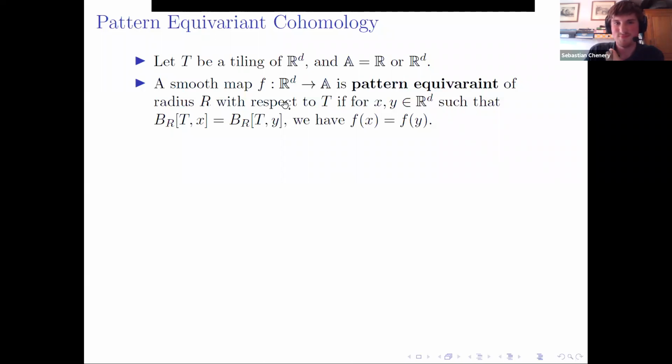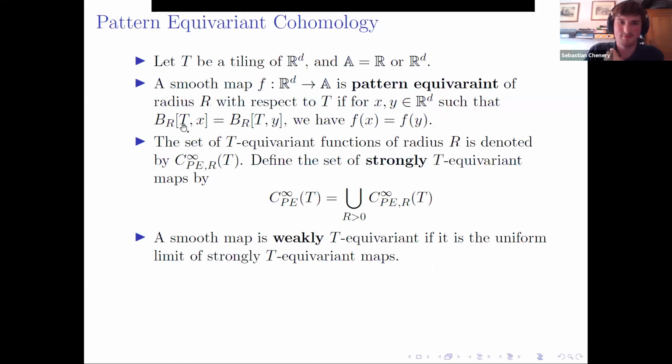So a function from R^d to R or R^d is pattern equivariant if wherever two patches of tiles agree, then my function agrees also. That's all that we want, and hence the name pattern equivariant. I write T-equivariant when I mean pattern equivariant with respect to a tiling T. The T-equivariant arrays I denote by this, and the strongly T-equivariant ones are just this massive union. And they're weakly equivariant if they're uniform limits of strongly T-equivariant maps.